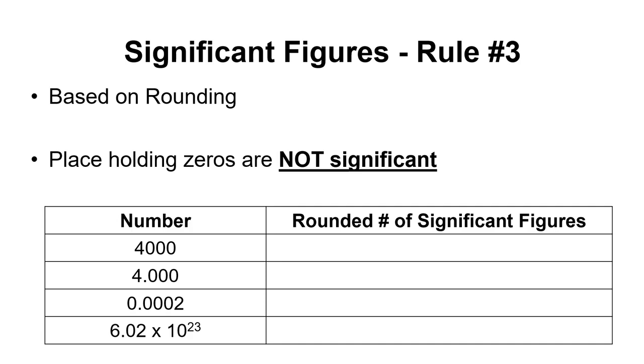40000. We only have one significant figure. Only the non-zero number. Other zeros are trailing. They are not significant because they're not in between significant figures. We have one significant figure.